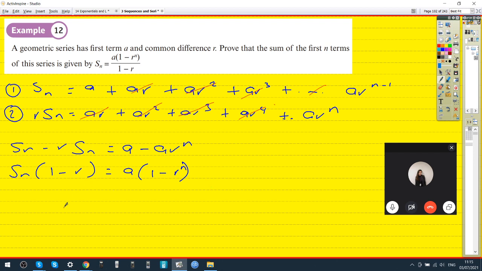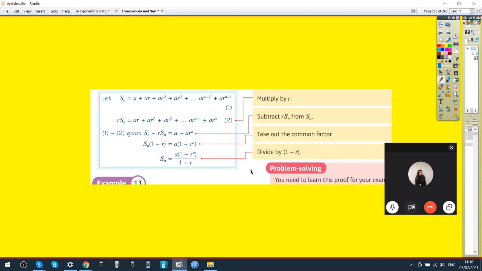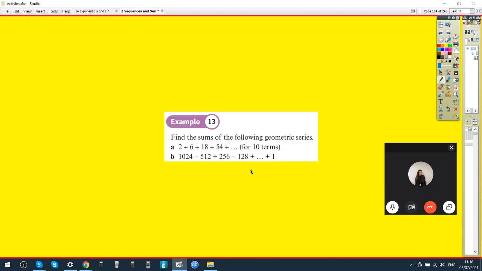And so divide both sides by 1 minus r. And you get a on the right. So just a times 1 minus r to the n over 1 minus r. Okay. I don't think you can simplify it. And that's it. That's your formula for the sum to n terms. So we'll use it. Okay, how about this?